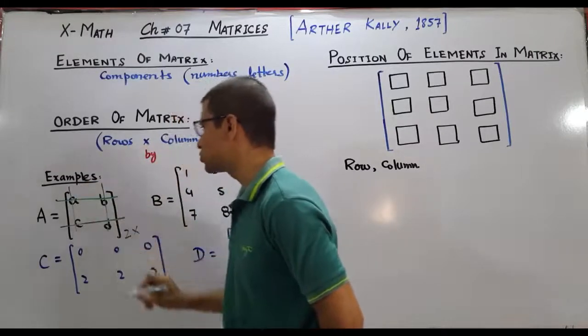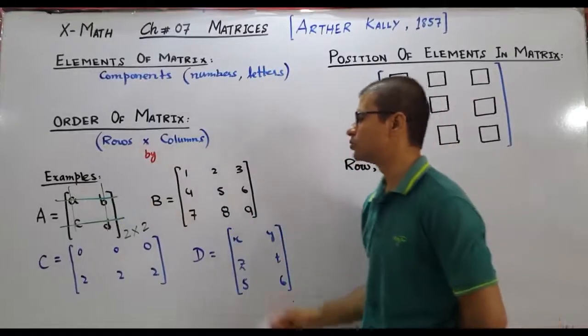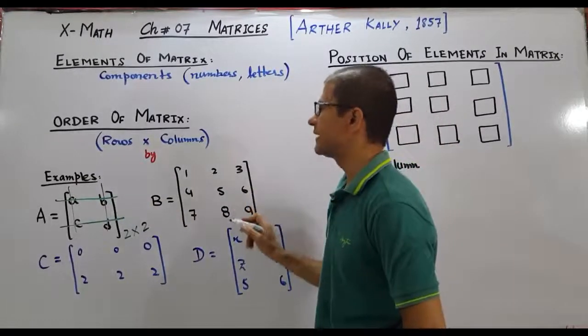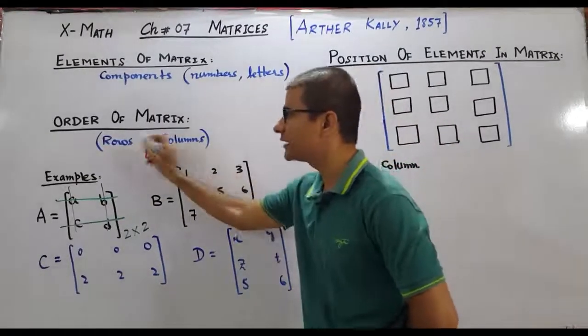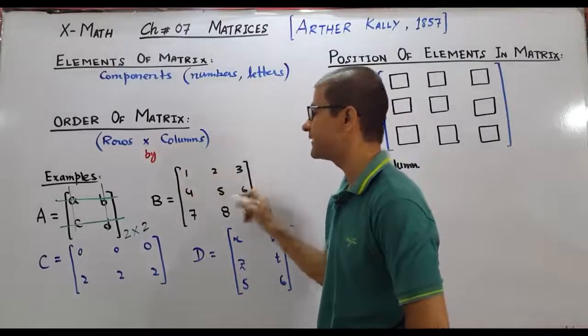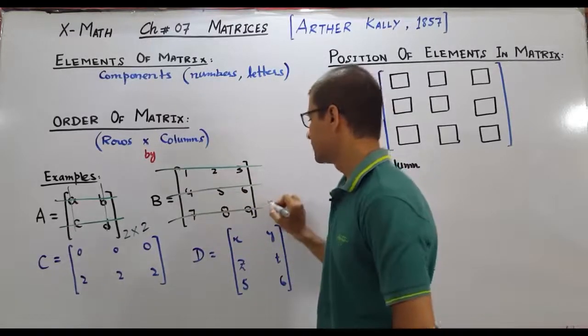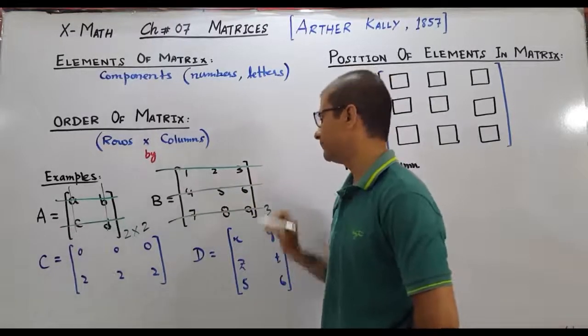This matrix has 2 columns, 2 by 2. Order of this matrix is 2 by 2. Now what is the order of this matrix? For order, first write the number of rows. How many rows are present in this matrix? There are 3 rows, horizontal lines. So we will write 3.